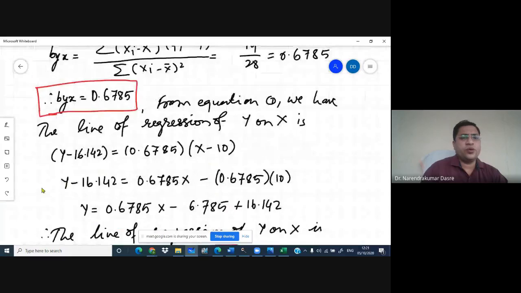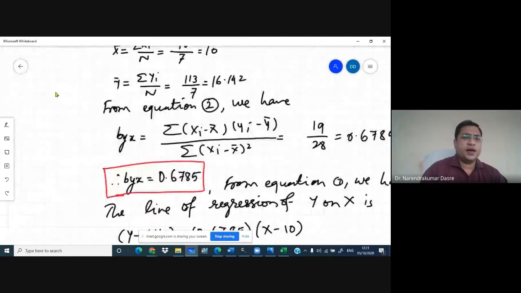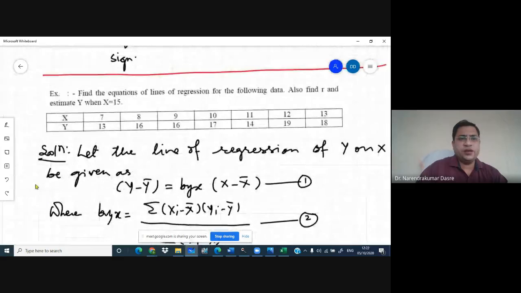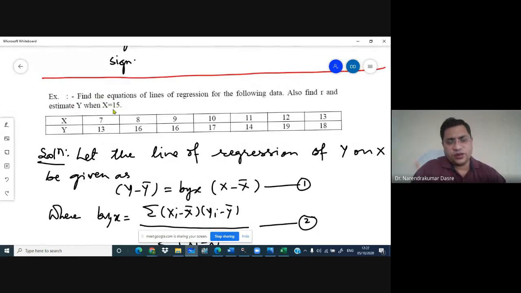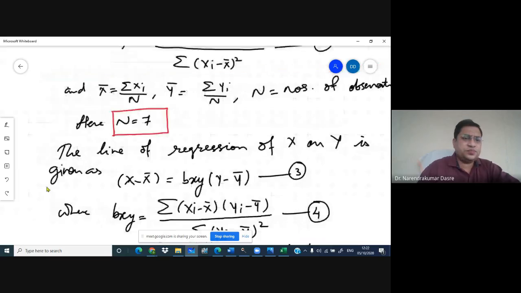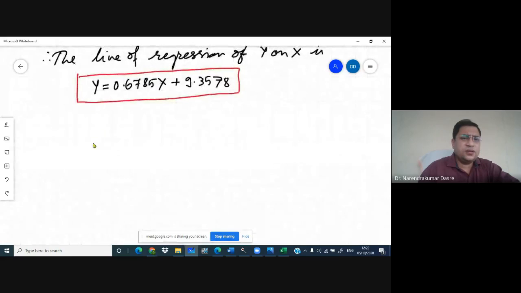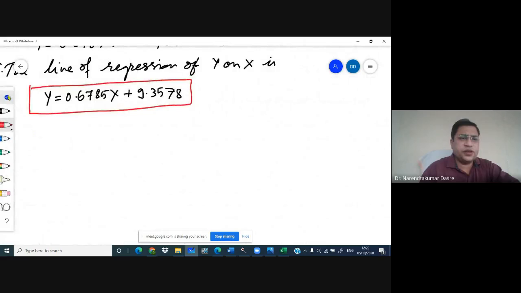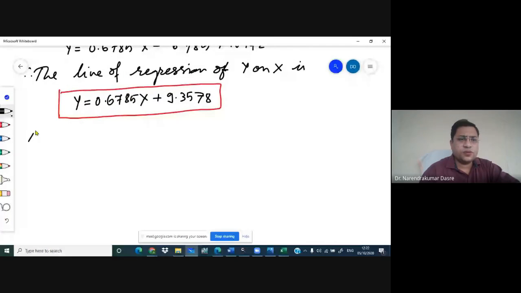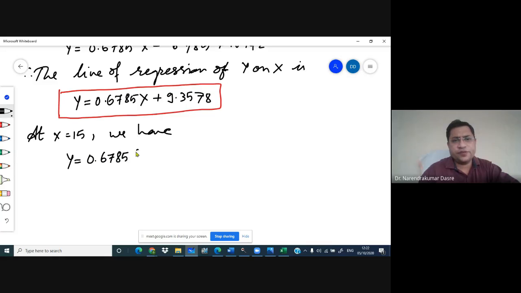Now what we have to do is find the value of y at x equal to 15. As I said, this is the predictive one now. So we have got the predictive model. Let us see what happens at x equal to 15. At x equal to 15, we will have y equal to 0.6785 into 15 plus 9.3578.